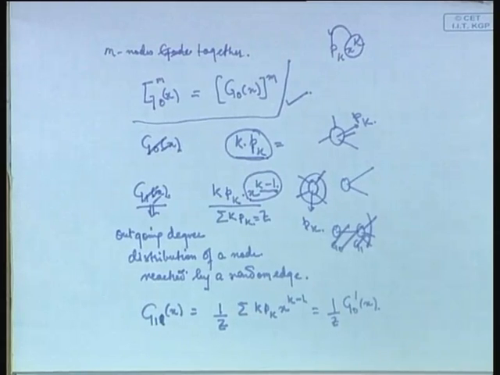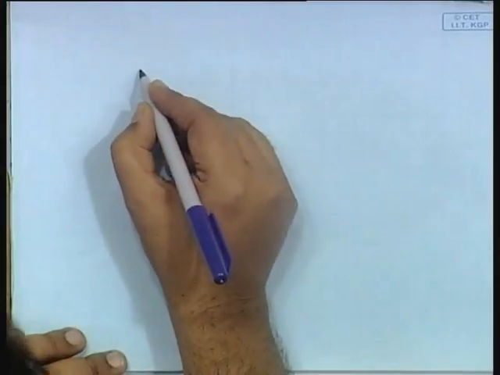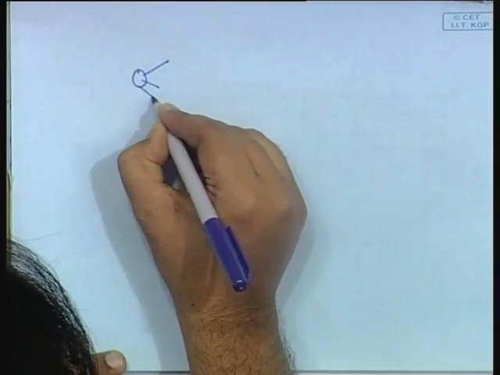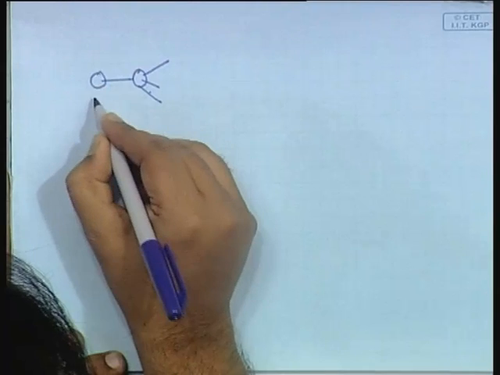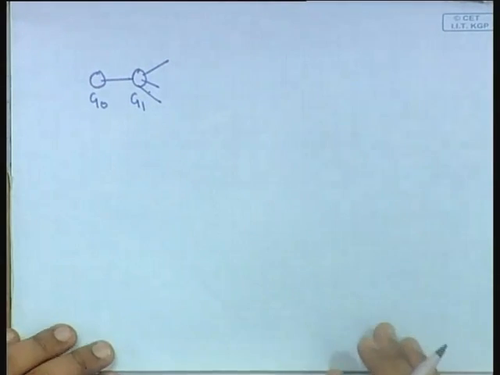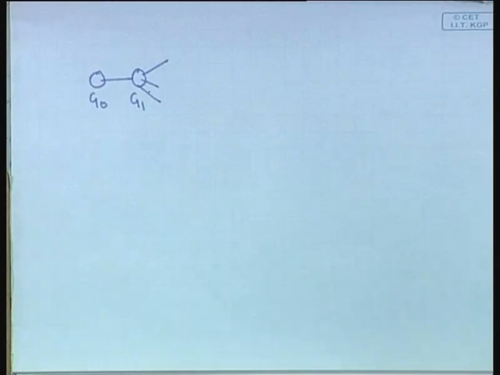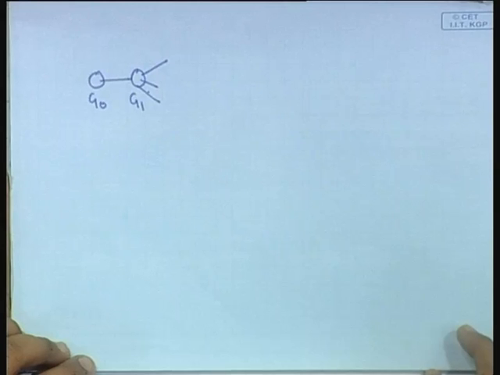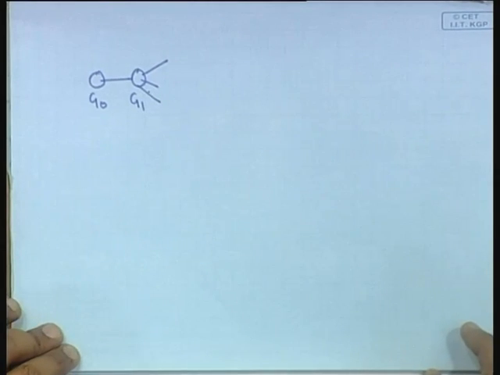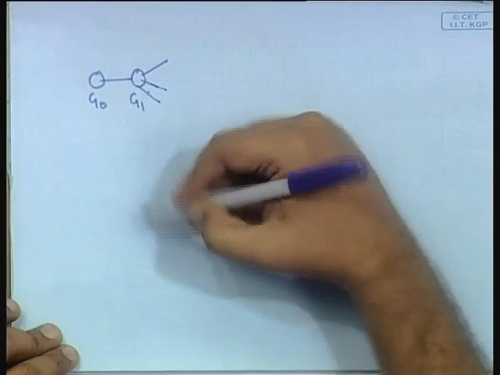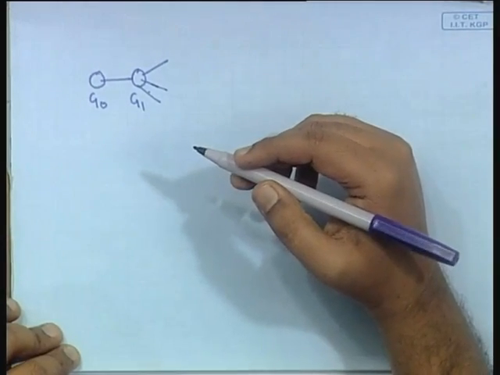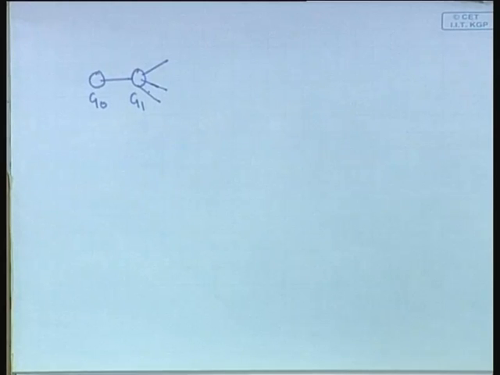This becomes 1 by z g 0 dash x. Okay. So, now the next question which you can ask is that you already know g 0, you know g 1. So, I want to find out what will be the degree distribution of the second neighbor, of my second neighbor. What will be the degree distribution of my second neighbor?